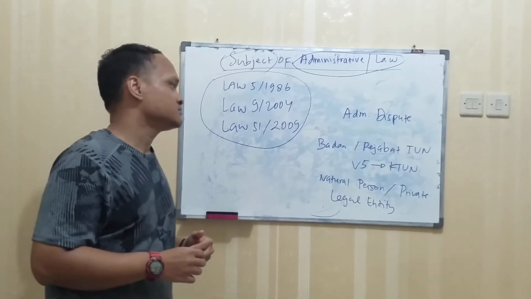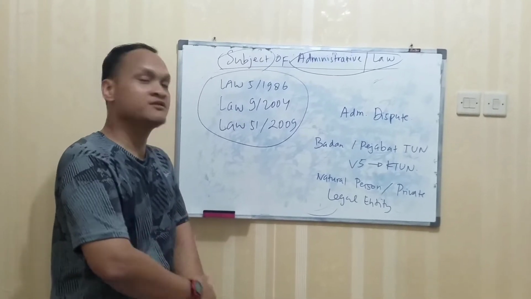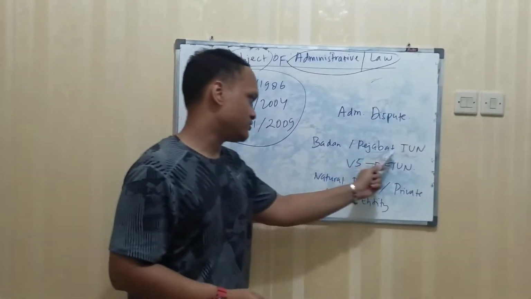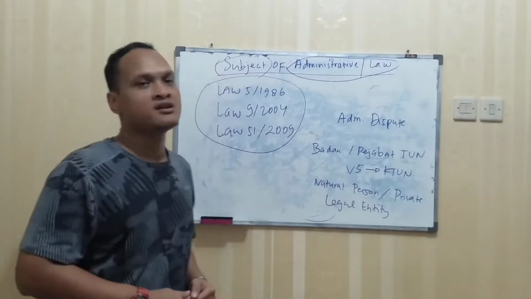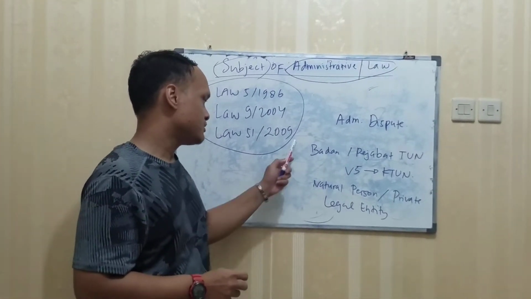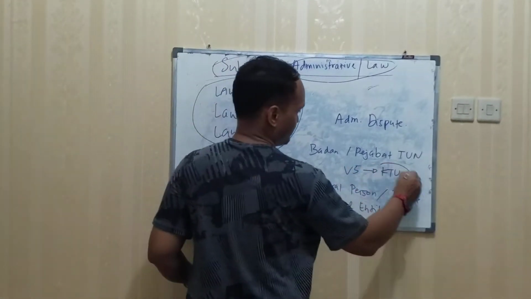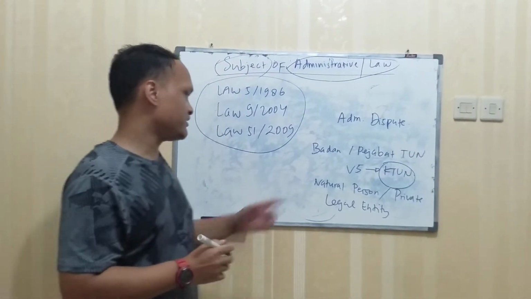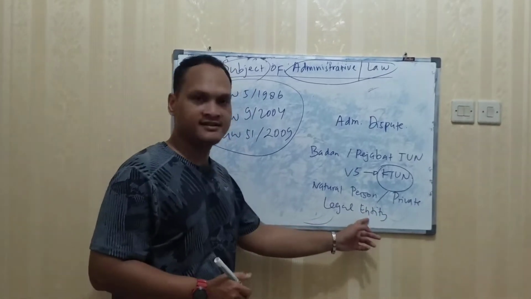So the subject of law in administrative court has been mentioned in the first video. It consists of badan or pejabat TUN and also natural person or the private legal entity. So the administrative dispute happens because badan or pejabat TUN is issuing a decree that we recognize as keputusan tata usaha negara that brings disadvantage to the natural person or the private legal entity.